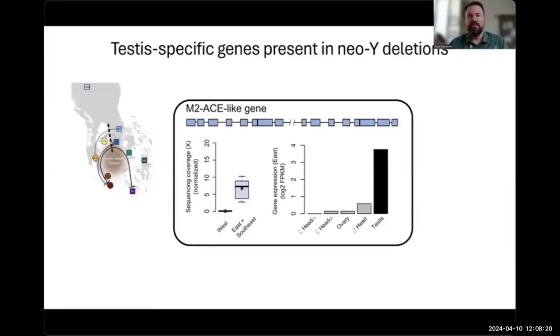Within those regions that seem to be missing from the Y chromosome in certain populations, we were able to actually find genes, and these genes are expressed heavily in the testis, and this gene is even known to play a role in fertility in, say, Drosophila and in other organisms. So some of these Y chromosome deletions may have genes that are actually important to the species, and there seems to be a mixture of what genes are on some of these Y chromosomes in different beetle populations.